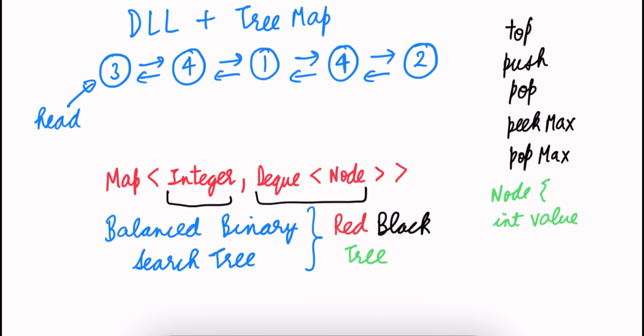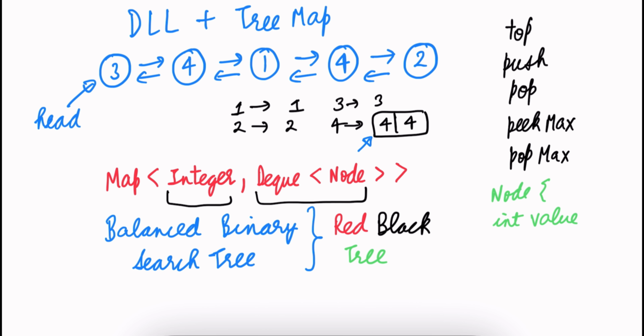So key 1 is going to map to one node which has value 1. Key 2 is going to map to one node with value 2. Key 3 is going to map to one node. Key 4 is going to map to two nodes with value 4. And when we are adding the nodes to a DQ, we are adding it to the front of the DQ, so that we don't need timestamp and we can get the most recent node from the front of the DQ.